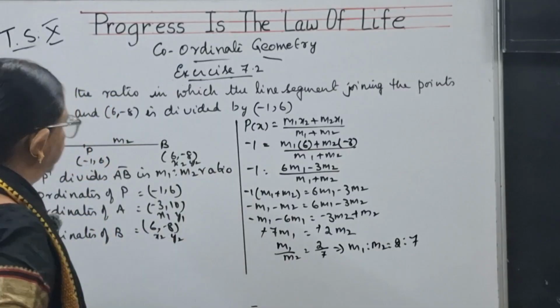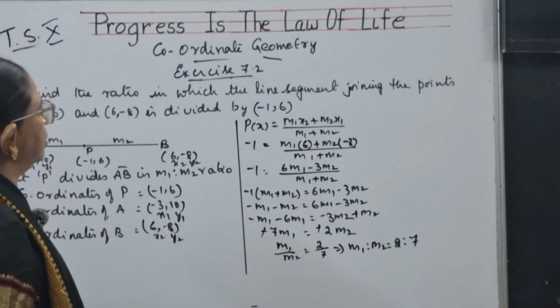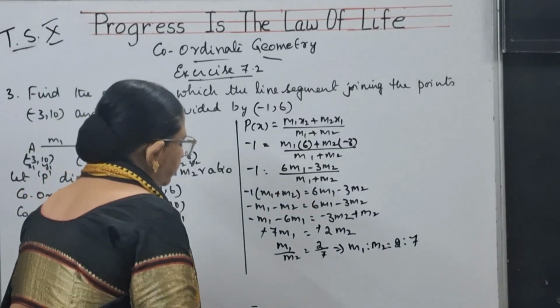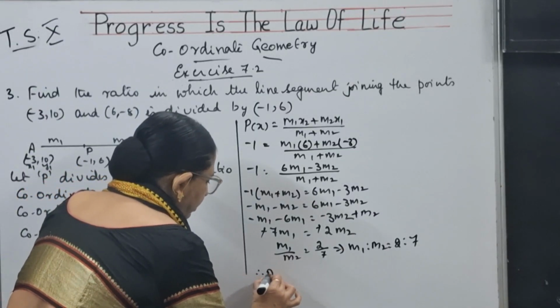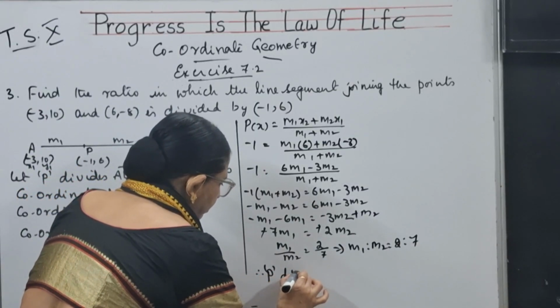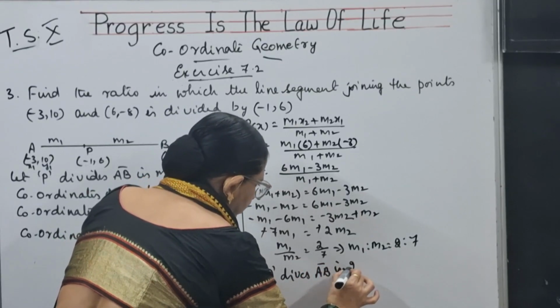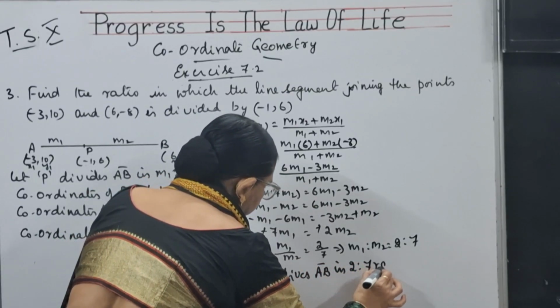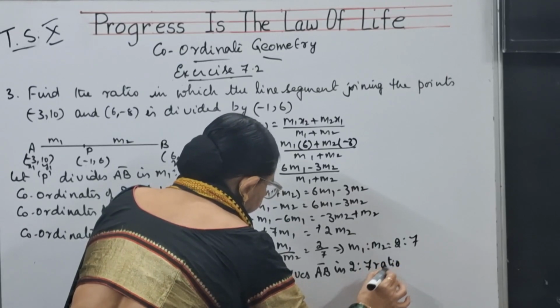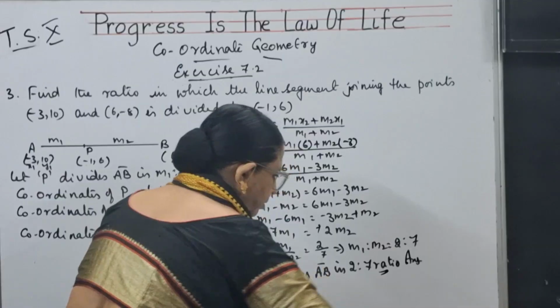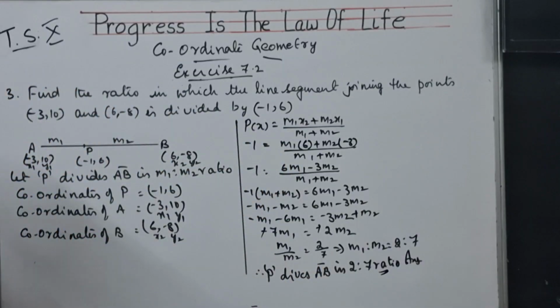The question is, find the ratio in which line segment joining the points is divided by minus 1 comma 6. So we will be writing that P divides AB in 2 is to 7 ratio. This is the answer, children. This is third problem.